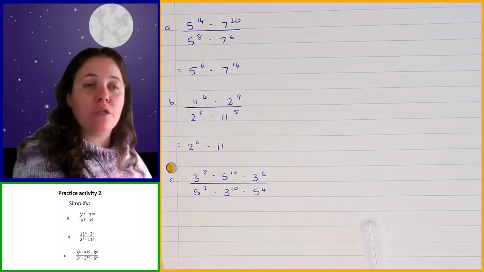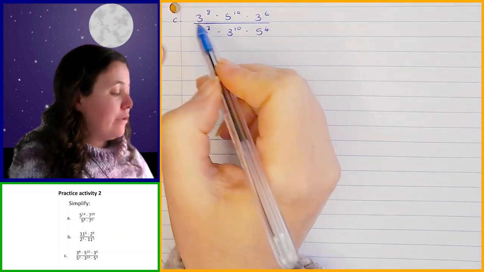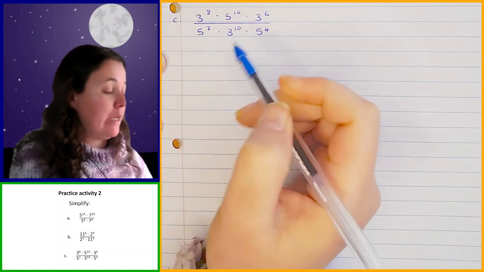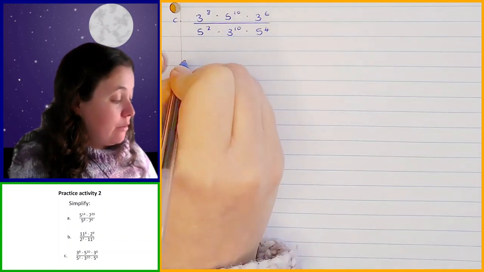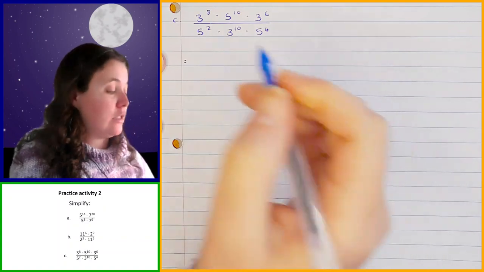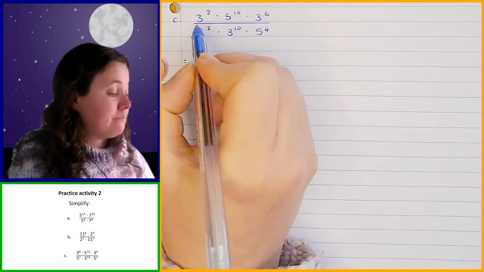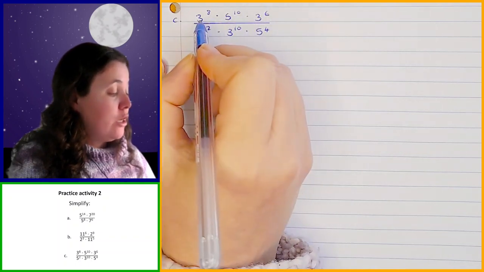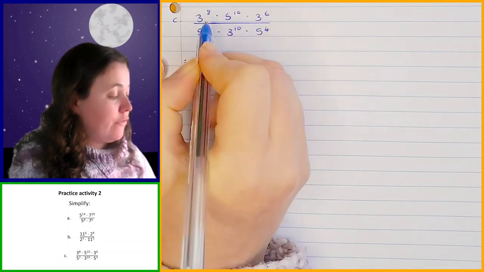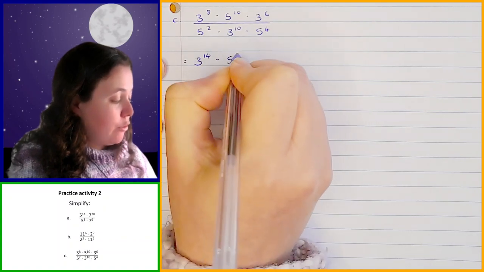Then the last question, question C, we now have 3s and 5s, and we've got more than one 3 or 5 in the numerator and denominator. So now you're going to have possibly another step, or you could have skipped straight to the final answer if you are confident using the rules. So over here, I'm just going to first show the step in between by simplifying the numerator. So I've got 3 to the power of 8 times 3 to the power of 6 gives me 3 to the power of 8 plus 6 is 14, times, and then 5 to the power of 10.